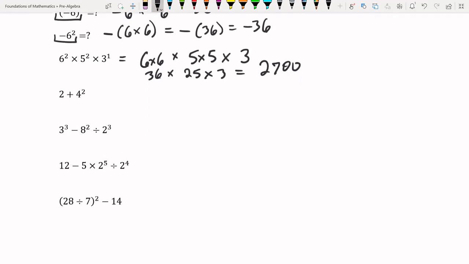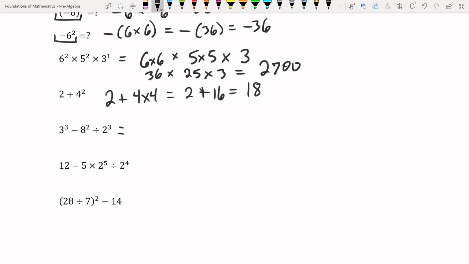Order of operations says do exponents before any addition, subtraction, multiplication, division. So 4 squared is done first. 4 times 4 is 16. 2 plus 16 is 18.